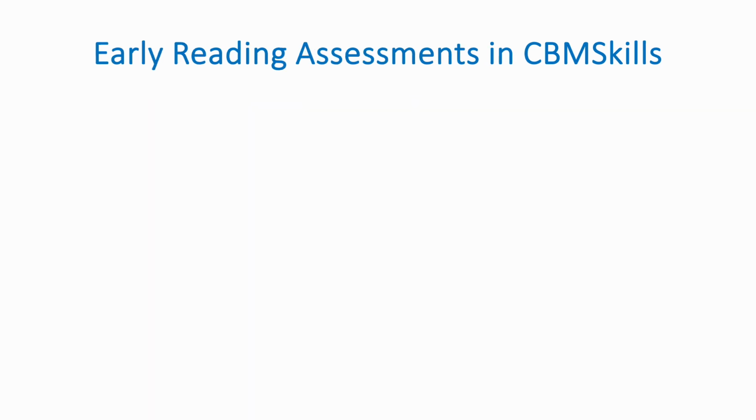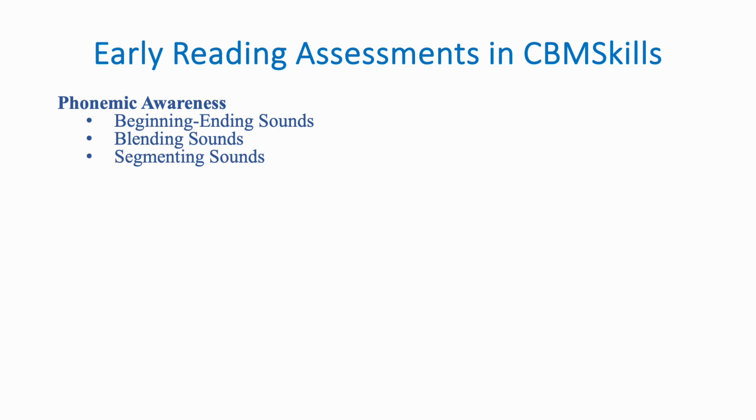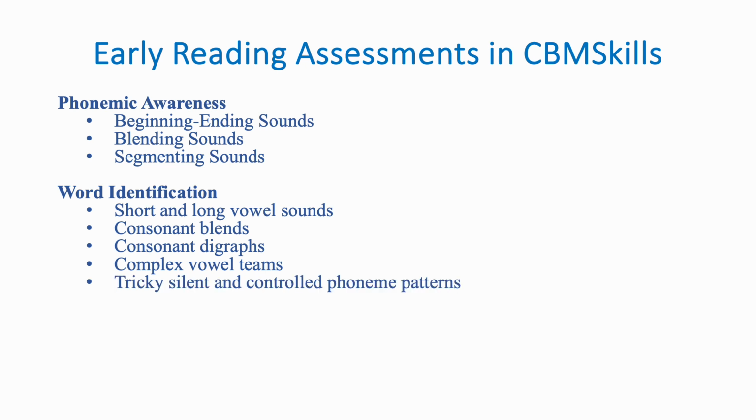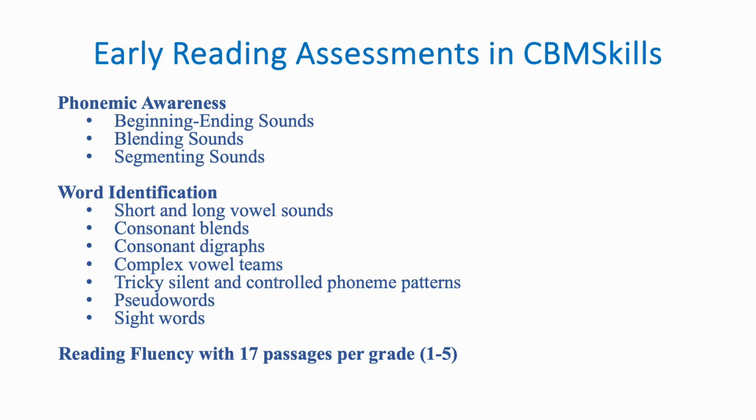Switching gears to early reading assessments in CBM skills, we include the big ideas behind the National Reading Panel, still relevant today. We have phonemic awareness with beginning and ending sounds, blending sounds, and segmenting. We also have a number of word identification tasks with short and long vowels, consonant blends, consonant digraphs, complex vowel teams, tricky silent controlled patterns, reading pseudo words, and reading sight words. Finally, reading fluency with 17 passages per grade 1 through 5.